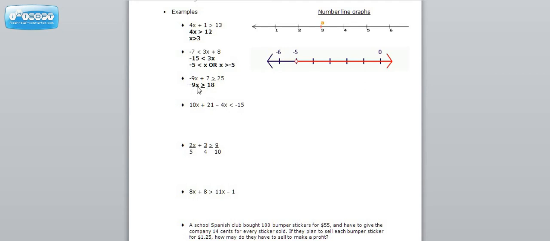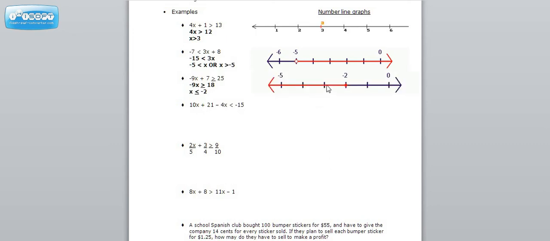In order to get this x by itself, I need to get this negative 9 unstuck from him. So I need to divide by a negative 9. So when I divide by negative 9, I divide by negative 9 on both sides. And because I'm dividing by a negative number, now I need to switch my sign. So that leaves me with x is, flip my sign, less than or equal to negative 2.